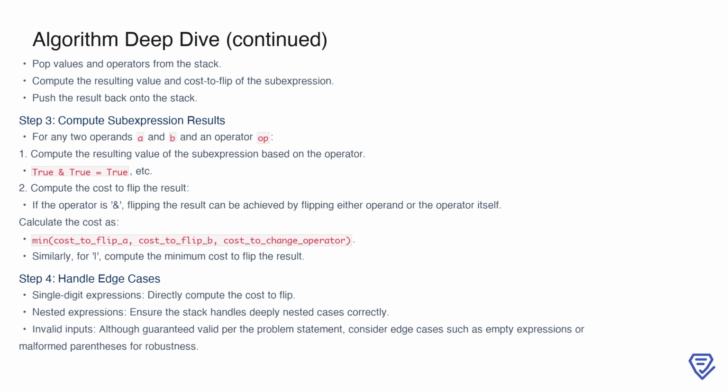Additionally, we handle special cases, such as single-digit expressions where the cost to flip is directly the cost of changing 0 to 1 or vice versa. For deeply nested expressions, the stack ensures that we always evaluate the innermost sub-expressions first, maintaining correctness and efficiency. While the problem guarantees valid input, it is still important to structure the algorithm in a way that handles robustness, such as considering edge cases like empty expressions or malformed parentheses, even if they are not explicitly required.